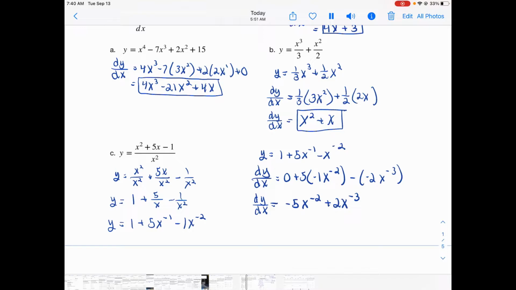Now I can't leave it written like this, because in the original problem there's no negative exponent. So if there are no negative exponents in the original problem, I can't leave my answer with negative exponents. So I have to get rid of my negative exponents by moving the x to the negative 2 to the denominator, and likewise with the x to the negative 3. And that's how you would write your final answer.